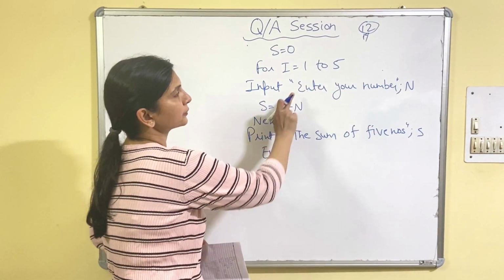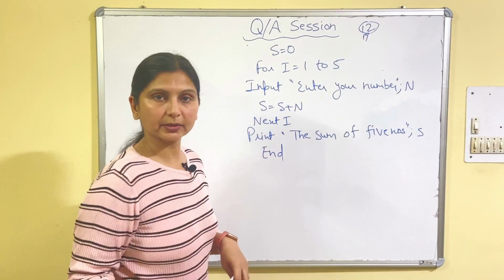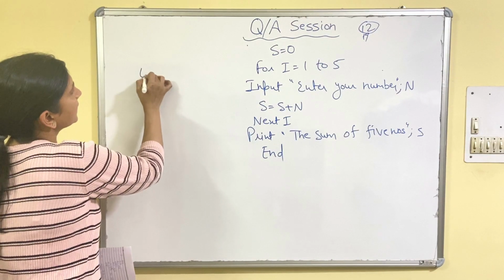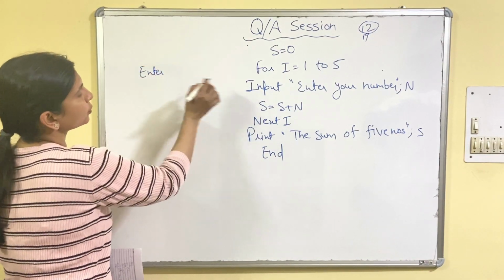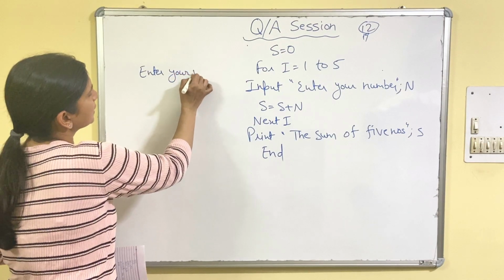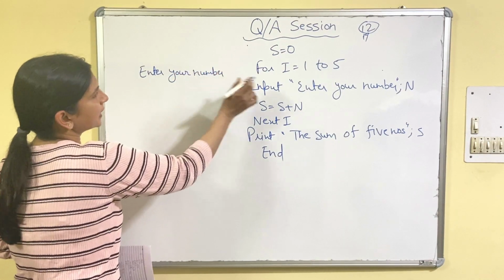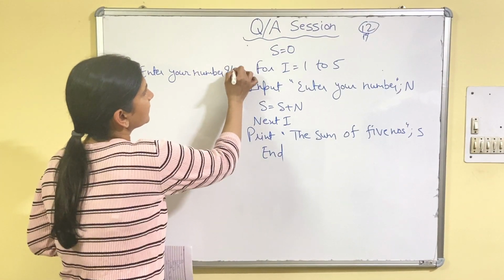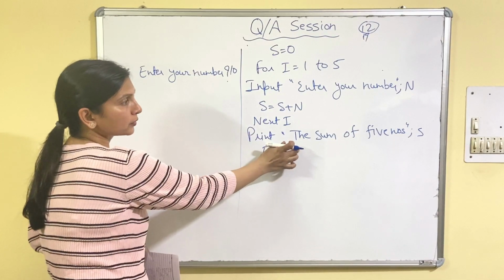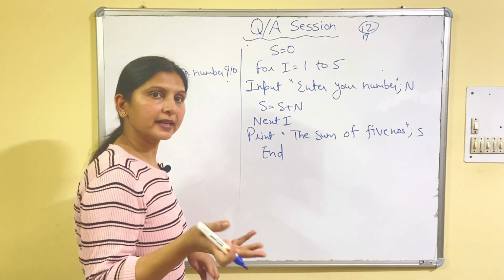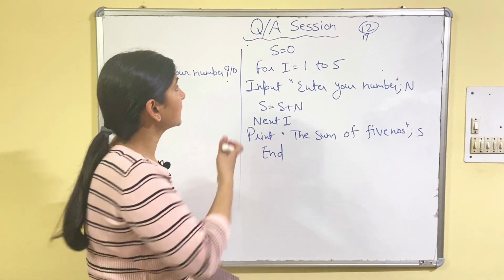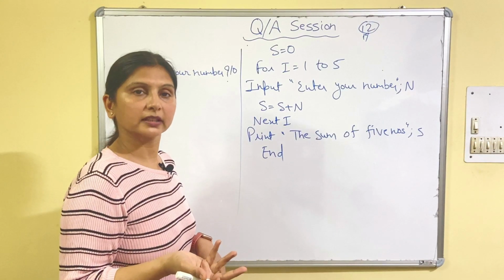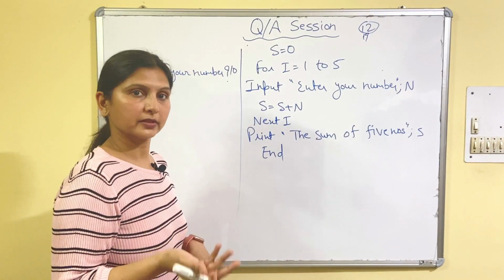For I equals to 1 to 5 means how many times will the statements be repeated? 5 times. Enter your number. So first the output will be displayed: Enter your number. And because of input there will be a question mark. So suppose I give 10. The output of this program will not be the same. It depends upon the number you enter. So if you are giving the values 10, 20, everybody will give a different input value. So the answer will vary. The answer will be different.